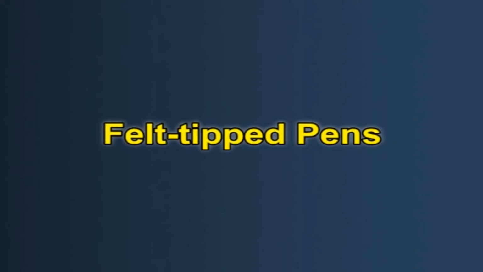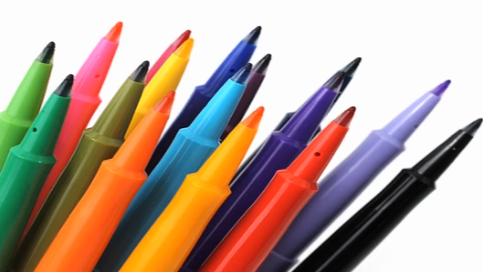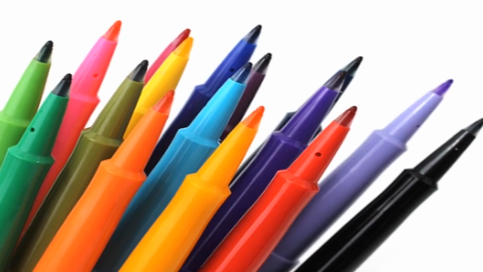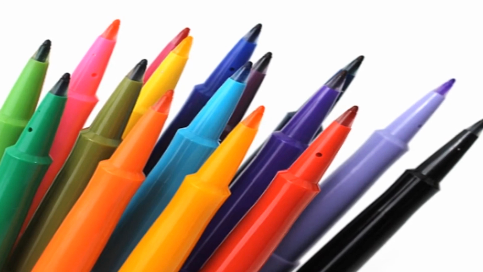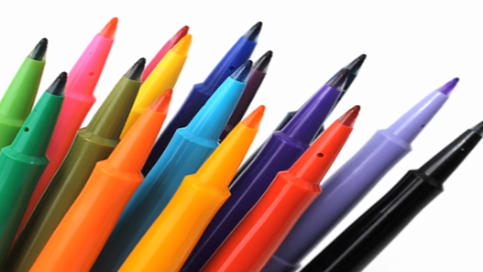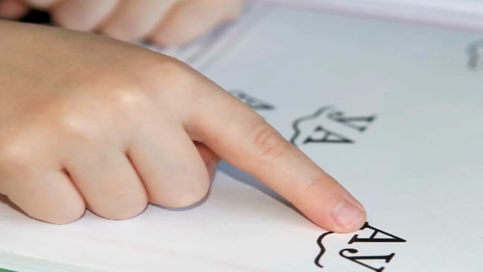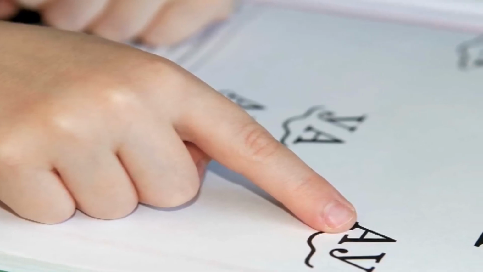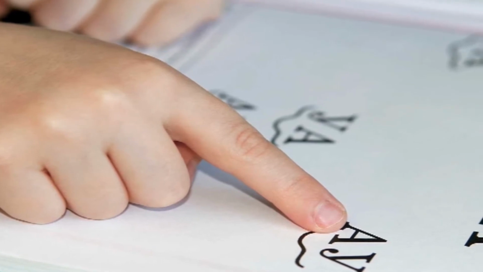The next device is the felt-tipped pens. Contrast is important for people with low vision. Hence, it is wise to use pens which make clear and bold marks. A black felt-tip pen on white or light colored paper is usually the best.